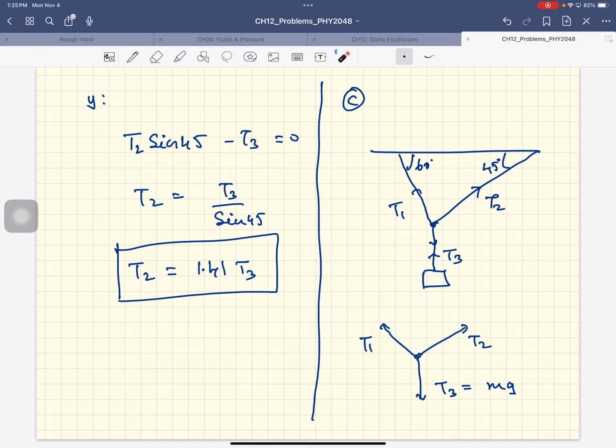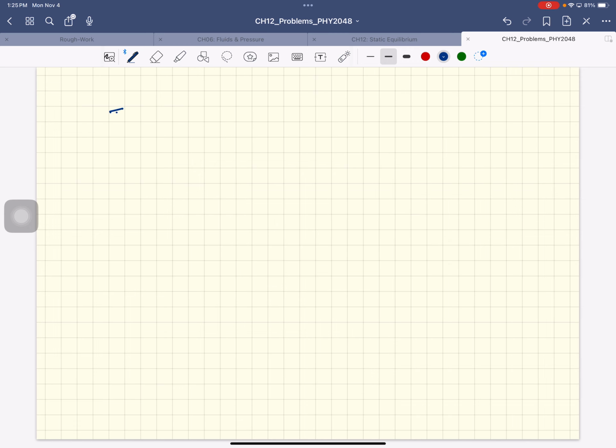All right, that angle is 45 degrees, so this angle is 45 degrees, and this angle is 60 degrees. Again, you want the knot to be at rest. So T1 plus T2 plus T3 should equal 0.